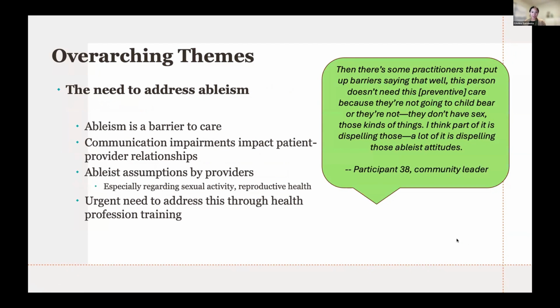The last overarching theme that we took away was the need to address ableism. Ableism, or discrimination against persons with disabilities, is a barrier to care. Some specific examples that people brought up were communication impairments that really impact patient-provider relationships, as well as ableist assumptions by providers, especially regarding things like sexual activity and reproductive health.